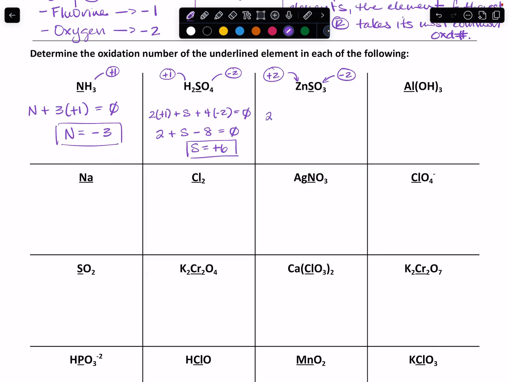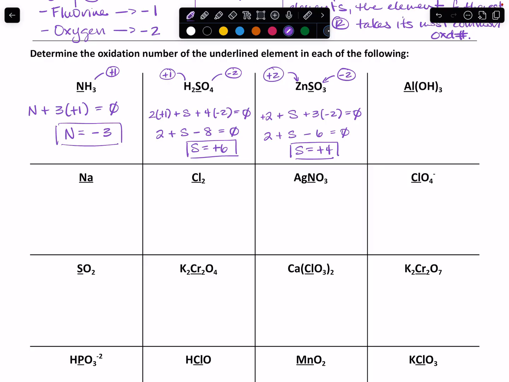All right, so we're going to have a 2 for the zinc, our unknown sulfur, and we have 3 oxygens at minus 2 each, neutral molecule, so they need to add to 0. So 2 plus sulfur minus 6 equals 0. So the oxidation number for sulfur this time is plus 4. So you can see it's not the same as what we saw in sulfuric acid, and this is why you have to actually calculate these oxidation numbers. You can't make these assumptions.